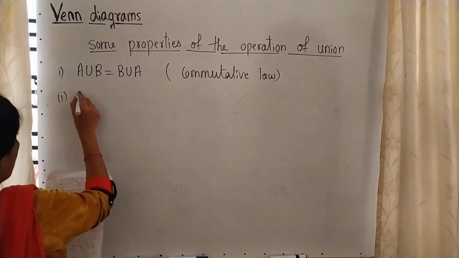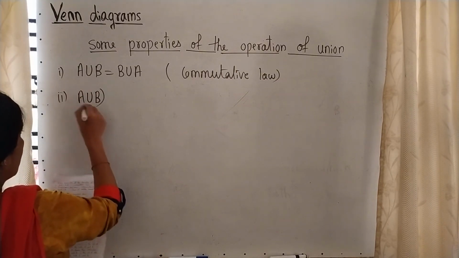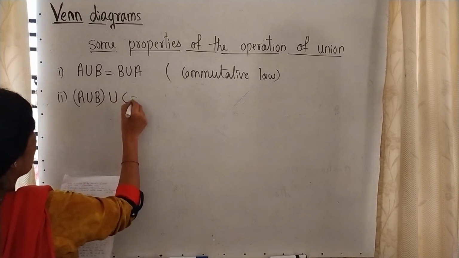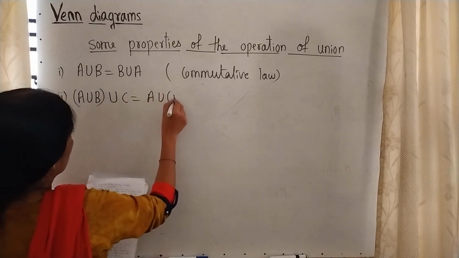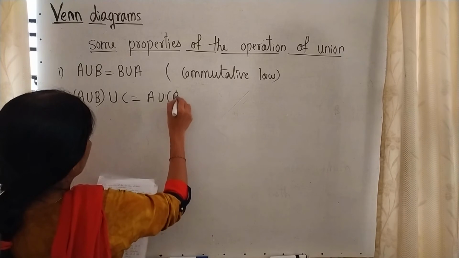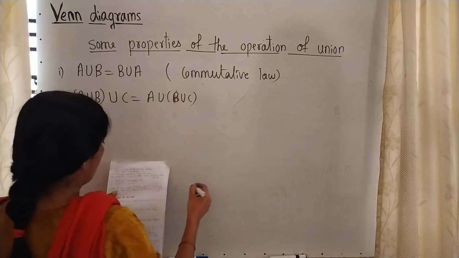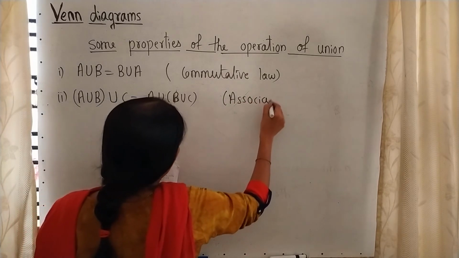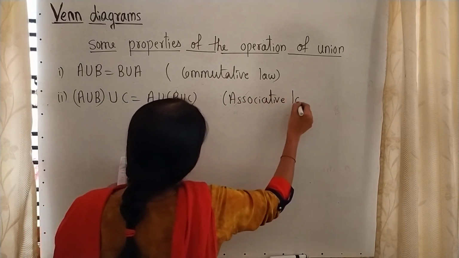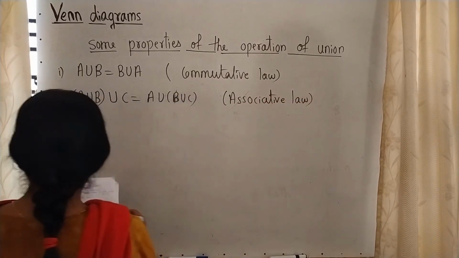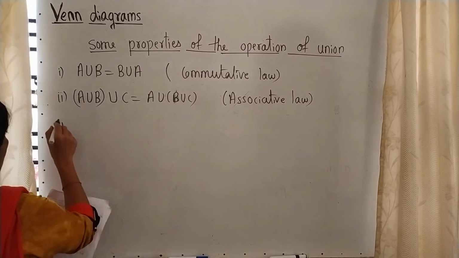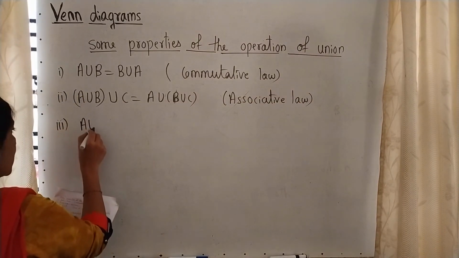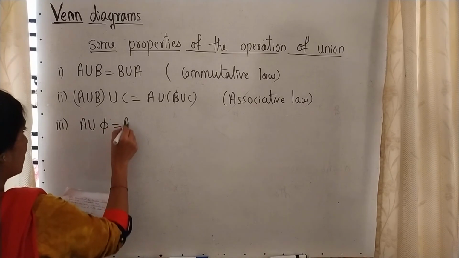Second one, A union B union C is equal to... So can you remember the name, student? A union B union C, that is associative law. Associative law. And next, if you combine any set with the null set, you will get the same answer.